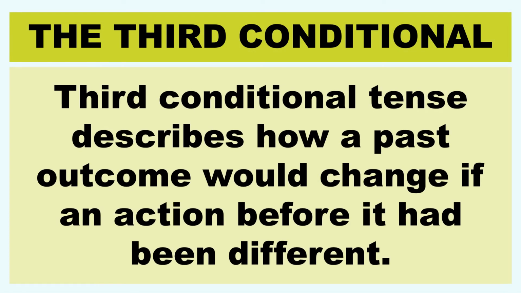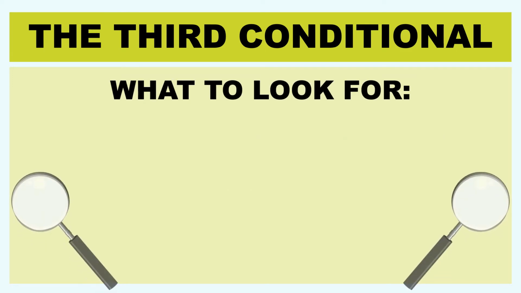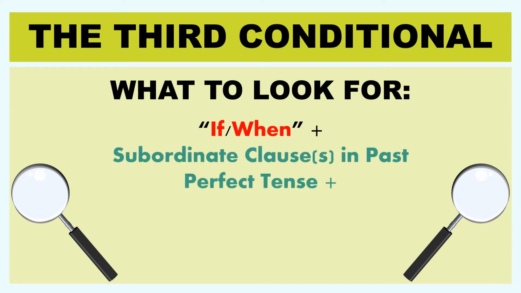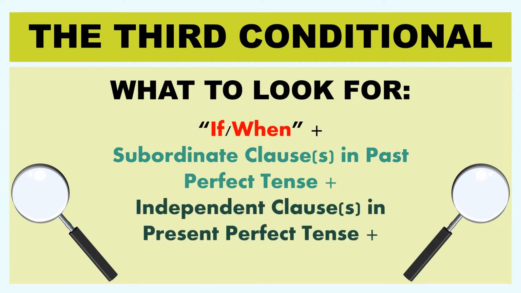The third conditional tense describes how a past outcome would change if an action before it had been different. So what are we going to look for here? Again, we need the if or when to show that we have a subordinate clause. In that subordinate clause, we'll have the past perfect tense. That will be paired with an independent clause in a present perfect tense. And again, we're going to have one of those fancy auxiliary modal verbs.